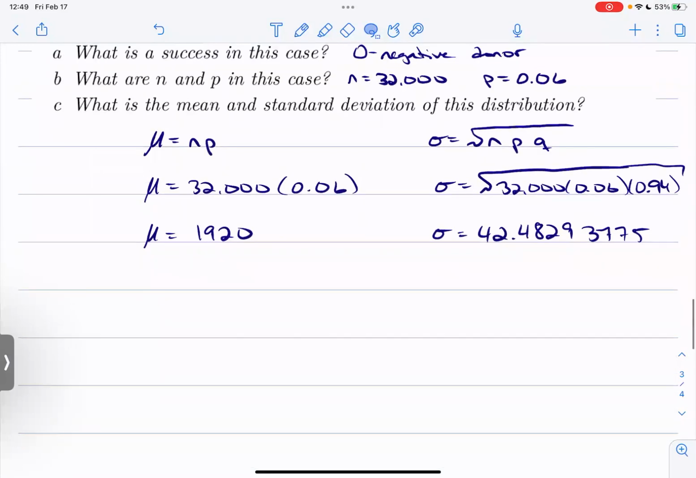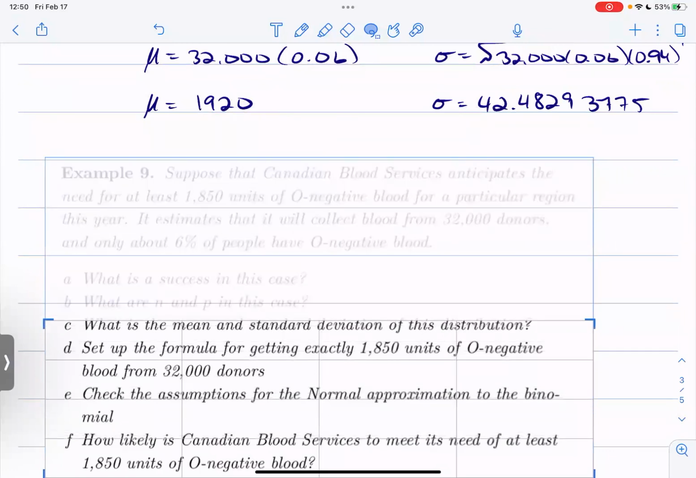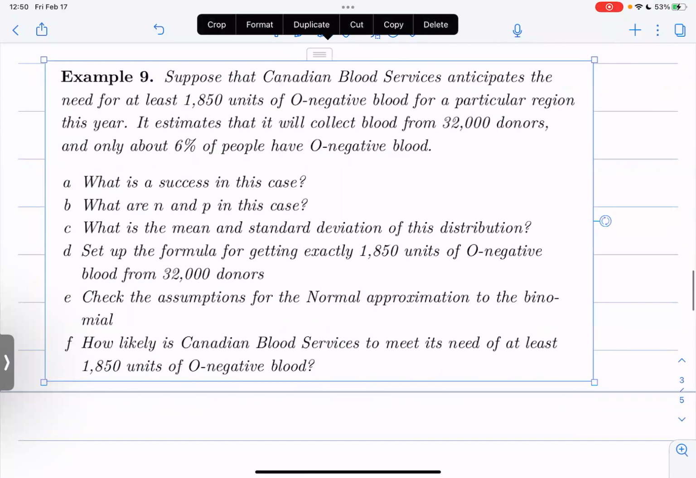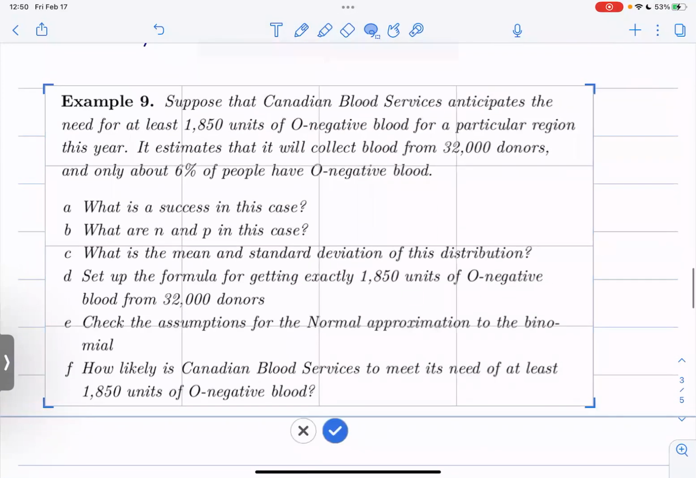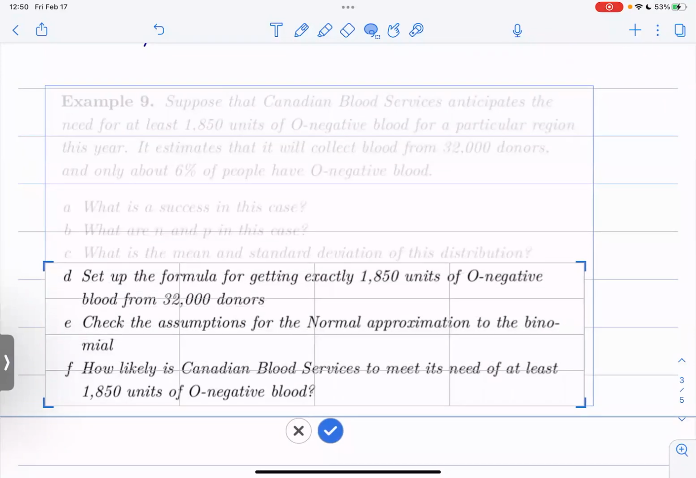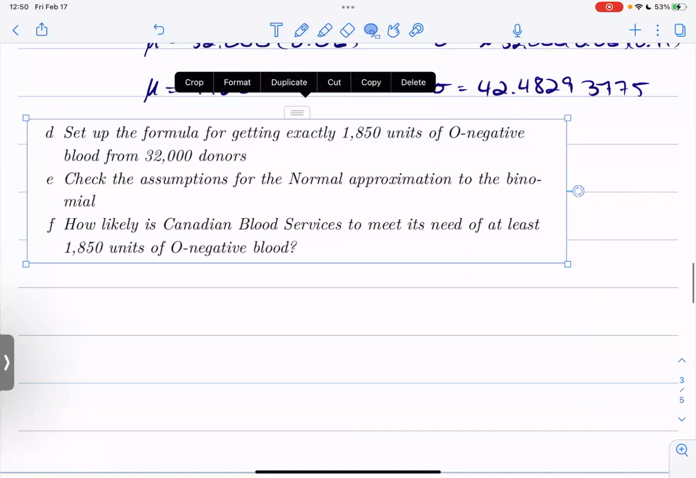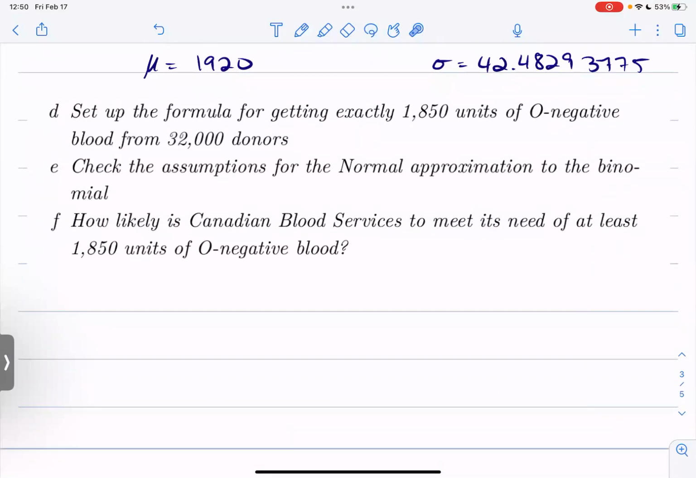Okay. Hate it when it does that. I know I'm out of time, so let's just read through them quickly.